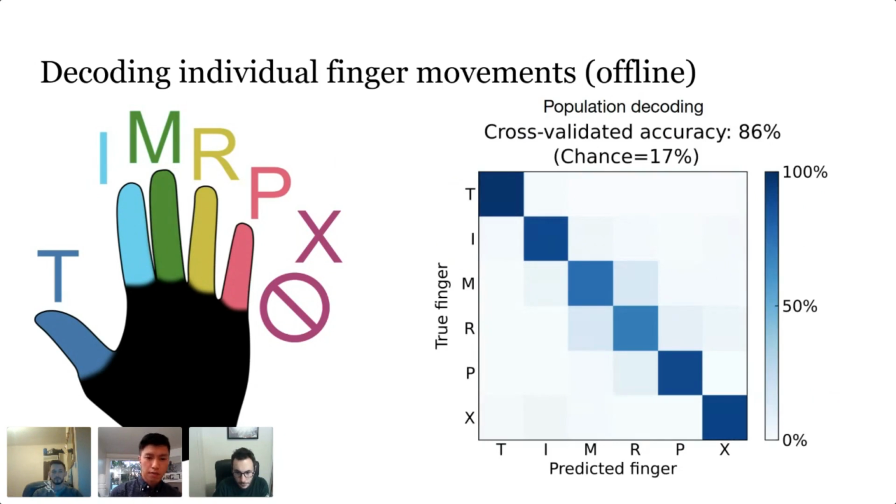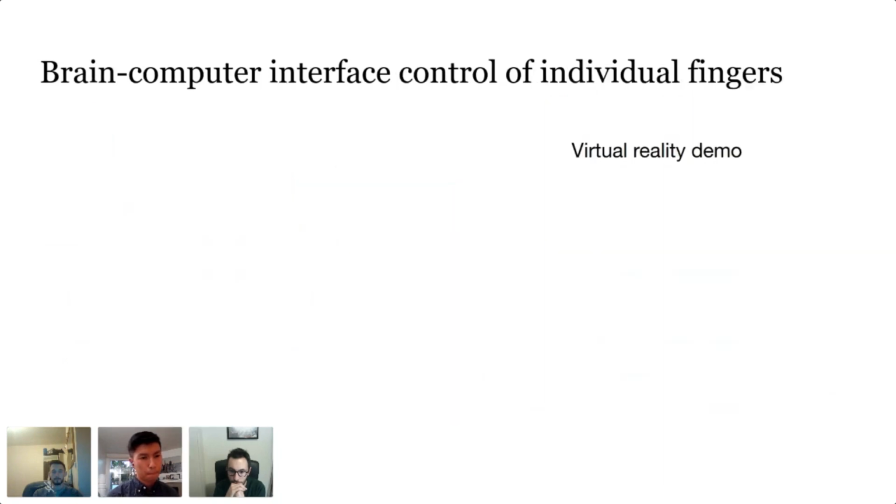Now, if we extend this to using the full recorded population of about 100 neurons, and we use a linear classifier, we can then classify movements solely from neural activity. And this is offline, so not with the participant in the loop. But this is a confusion matrix showing which conditions were classified. And here, higher values along the diagonal are better. We achieved a cross-validated accuracy of 86% and chance is 17%.